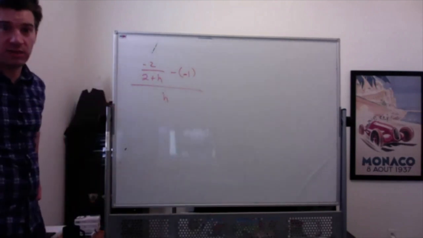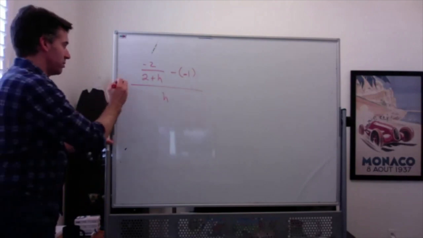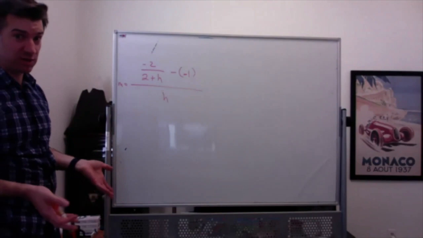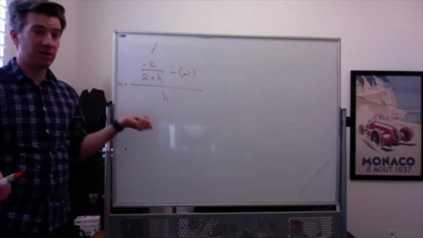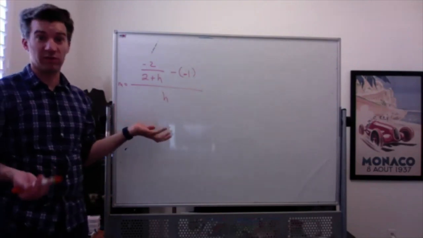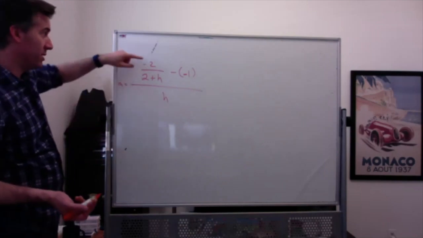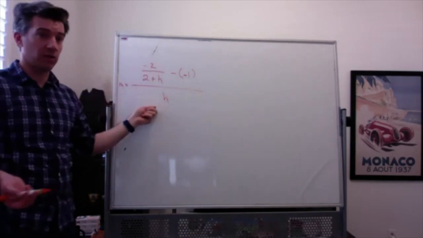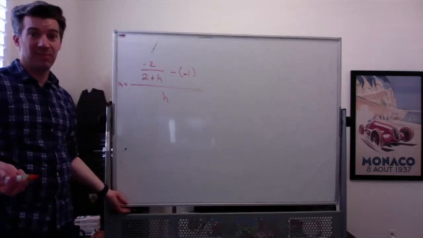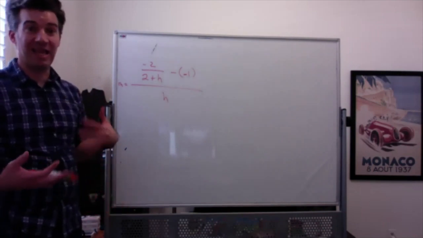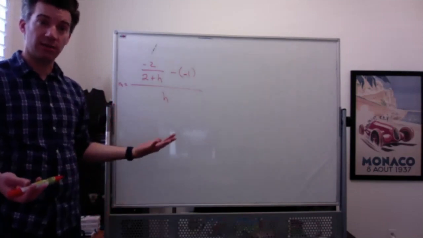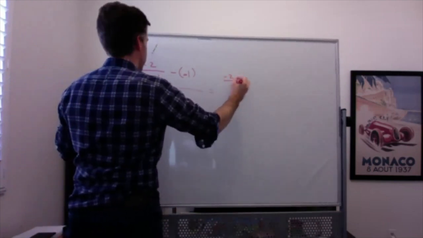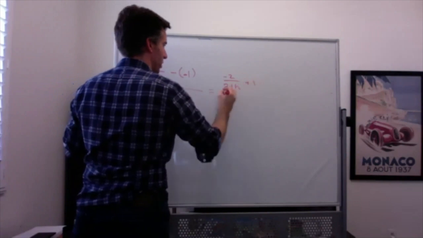So that's what we're trying to simplify, right? This is our slope. I want to point out, because this is where we're eventually going to go, if I was to let h be 0 right now, this would be a 0 over 0 form, right? The top would be -2 over 2, which is -1, plus 1, which is 0, over 0. So there's a reason we're trying to simplify this. It's so that eventually we can let h go to 0 and find the slope of the tangent line. So this is going to equal -2 over 2 plus h plus 1 over h.